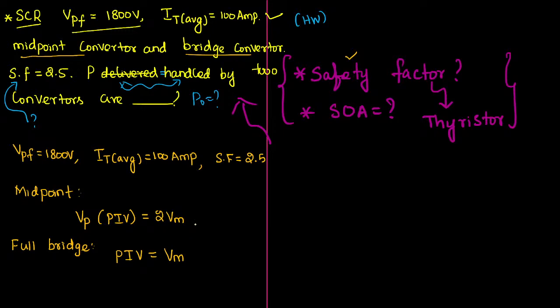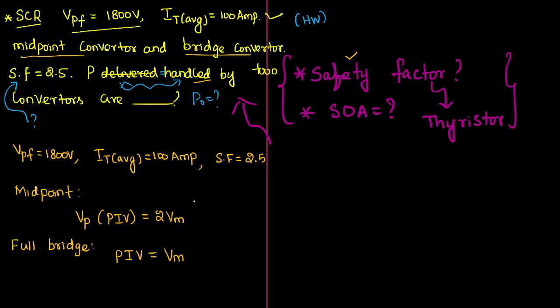Just by keeping these two, what can we do? Basically, what is the question? The power handled by these two converters separately we have to find. First, we should find the power handled by the midpoint converter. Then we have to find the power handled by the bridge converter. It's a very good question, right? Just by keeping this data, how can we do that? Just think about it.